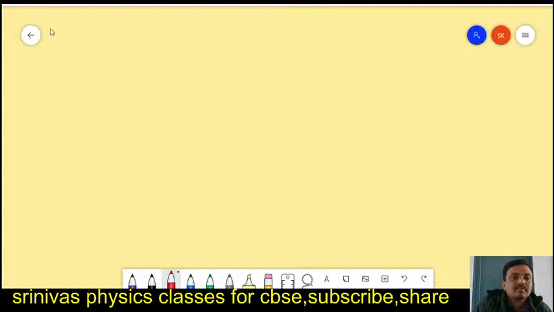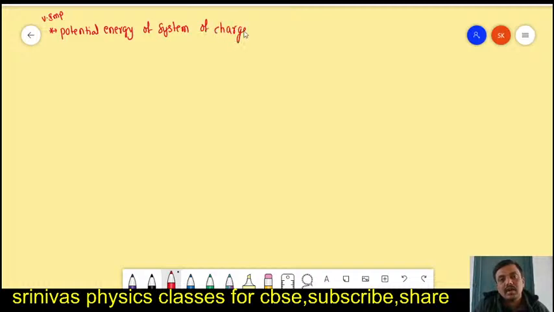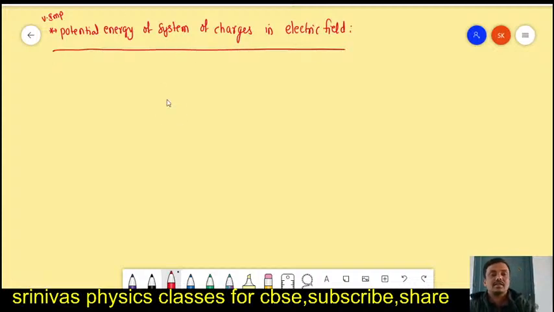Next one is the potential energy of a system of charges in electric field. This is there in a very important sample paper, the sample paper of 2021. We have to find out the potential energy of a system of charges in electric field. How to calculate this?